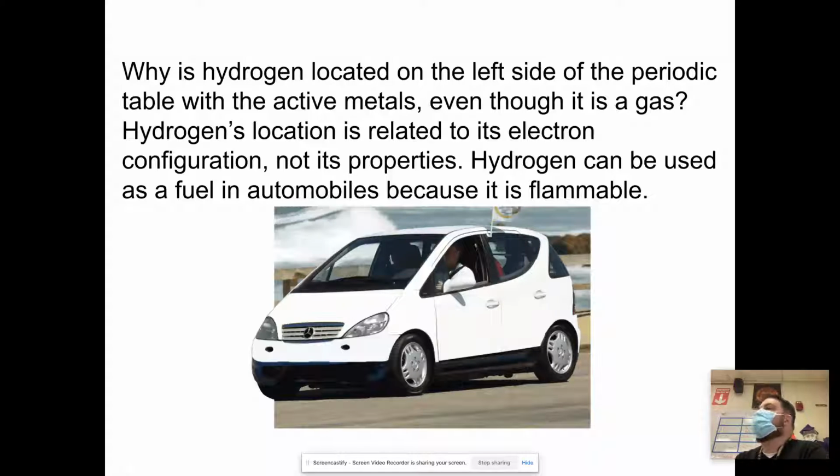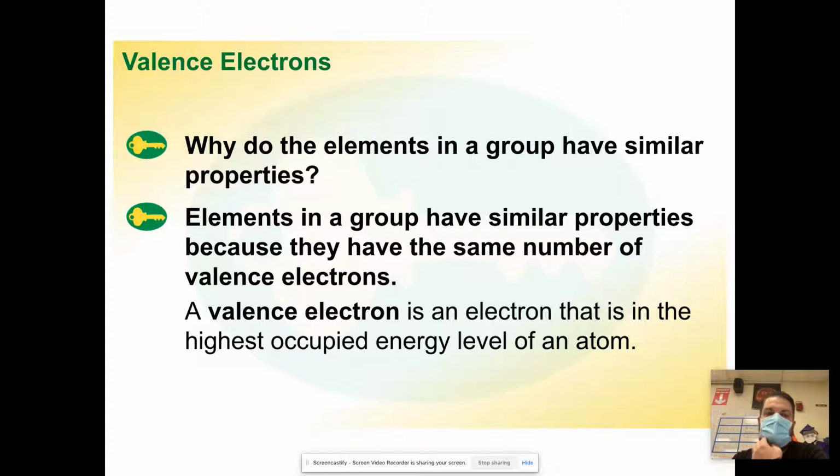So there's water cars where they take water and they separate the hydrogen from the oxygen. And as you will learn soon, when something's on fire, it combines with oxygen. So they separate the water to have hydrogen and oxygen. Then they burn the hydrogen with oxygen, and guess what the product left over is? Water. It's pretty perfect. Anyways, why do the elements in a group have similar properties?